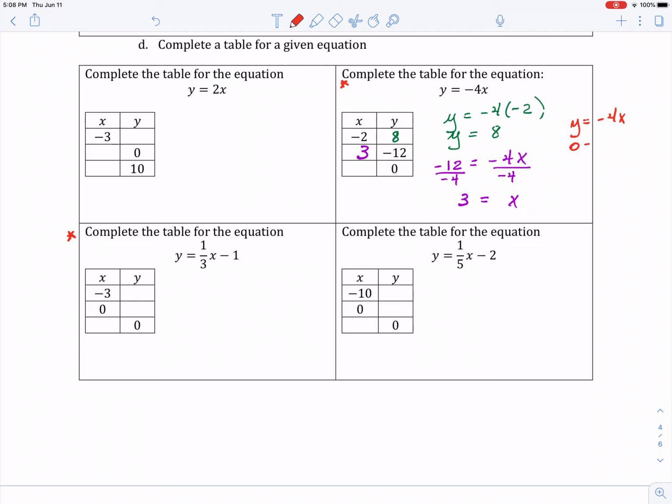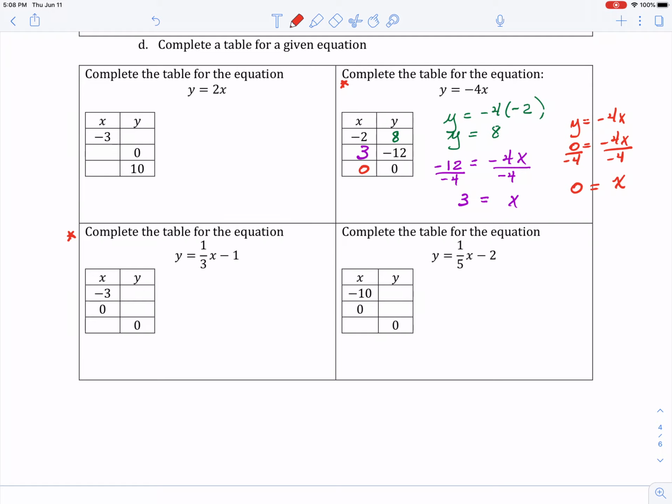So I'm going to let y be 0. And again, I'm going to need to be dividing by that negative 4 coefficient to produce a positive 1x, and 0 divided by anything is 0. So that's the way you're going to work through these, filling in the chart, and then eventually we'll plot those points.